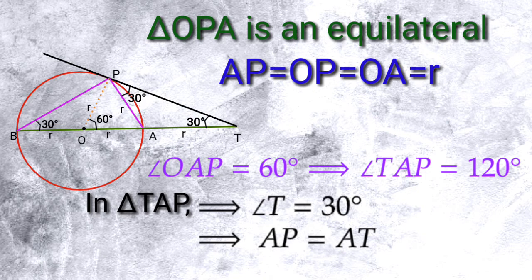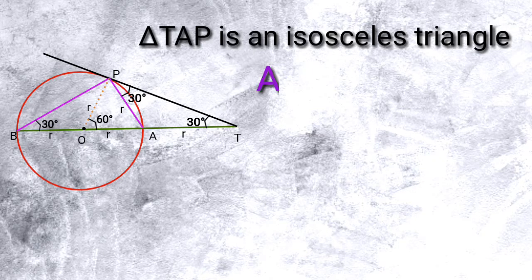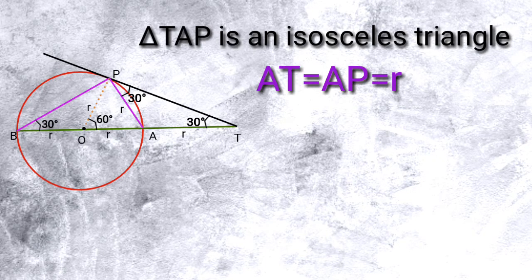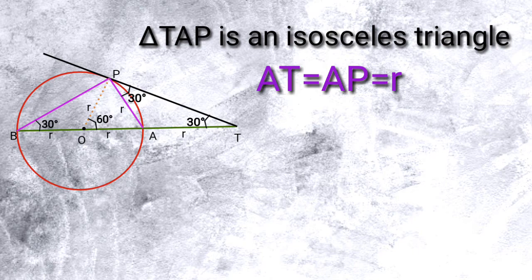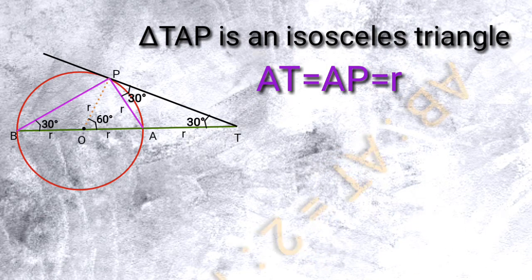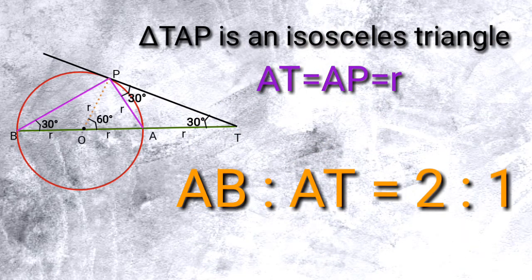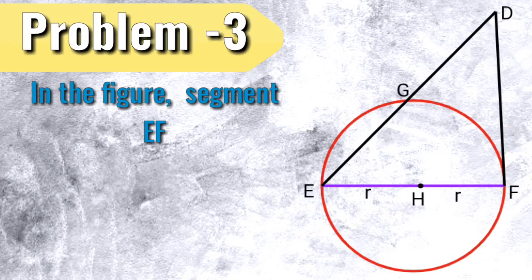Therefore, for triangle TAP, it will be an exterior angle. So angle T will be 30 degree. Hence, triangle TAP is an isosceles triangle where AT is equal to AP is equal to radius. So in the diagram, AB is the diameter and AT is equal to radius. Therefore, the ratio of AB is to AT is 2 is to 1. Hence, it is proved.